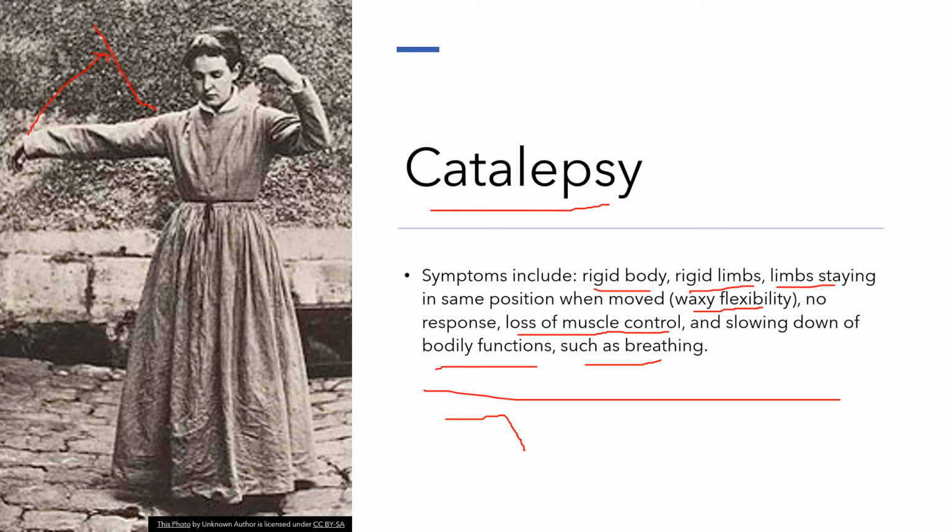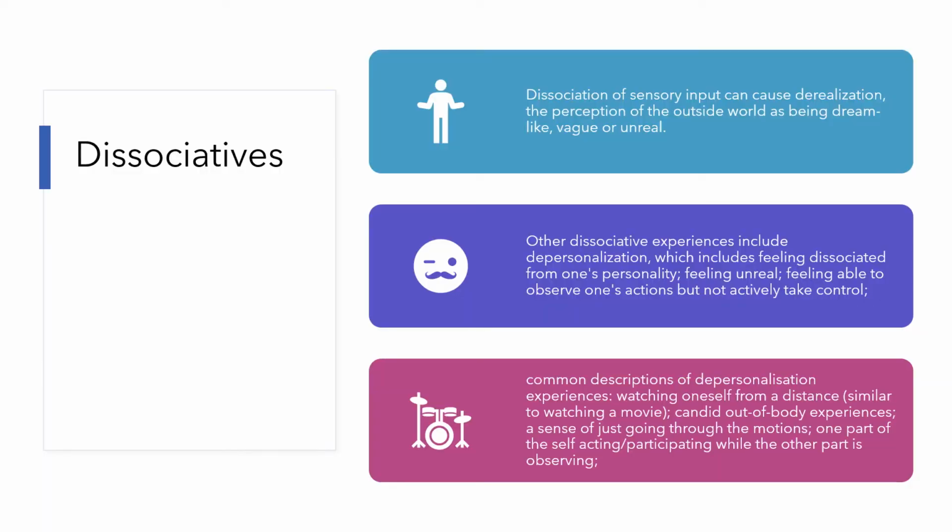It was recognized as part of schizophrenia, with catatonic schizophrenia, but it is a neurological symptom and neurological disorder which can happen in dissociative states. What are other dissociative experiences?